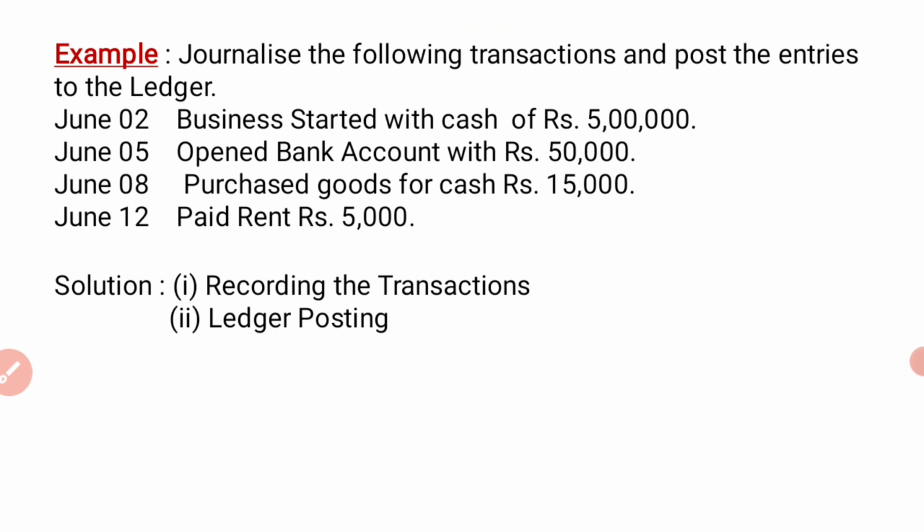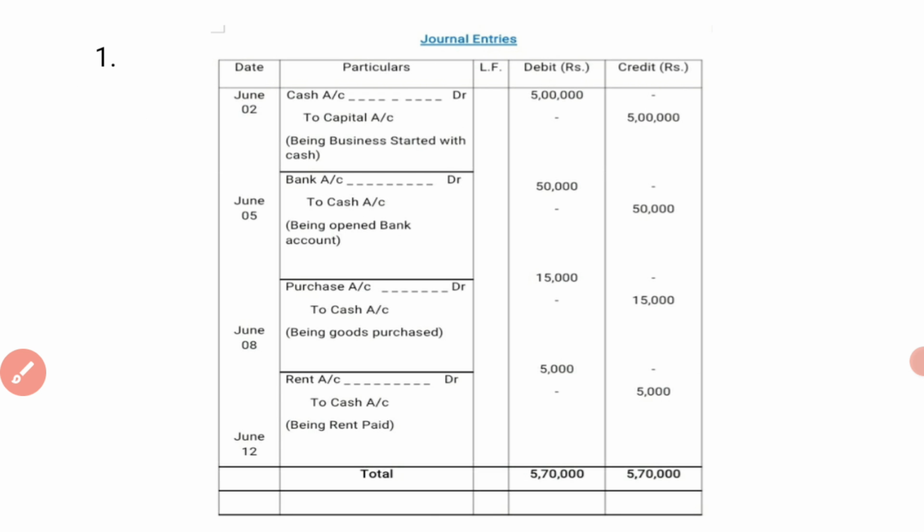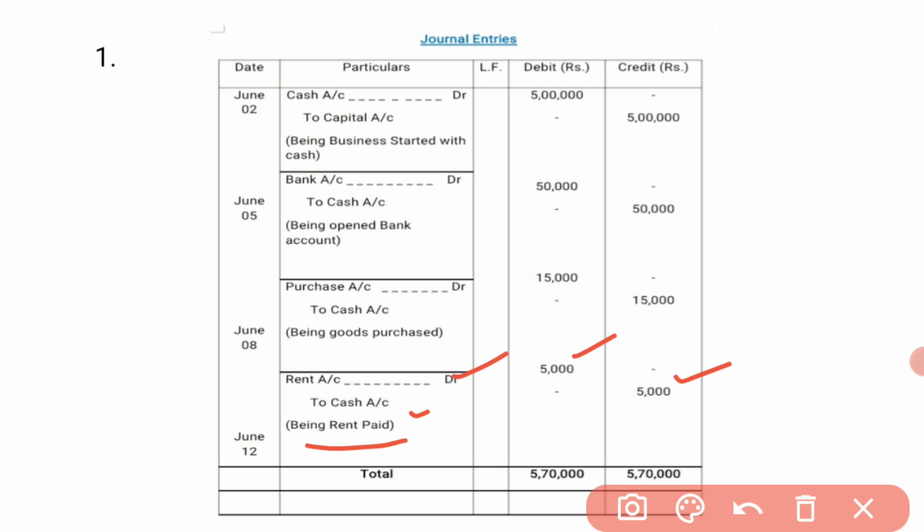Next, fourth transaction, paid rent of rupees 5,000 on June 12. So paid rent means it is also one of the expenses. So here we can see on June 12, rent account debited to cash account. Why? Because rent you are going to pay, means it is an expense. Expenses are always debited. So 5,000 debit and 5,000 credit. Narration, being rent paid. So total amount debit side is 5,70,000, and credit side 5,70,000. So this is a simple example we have taken here.